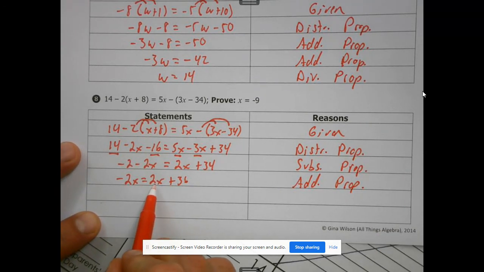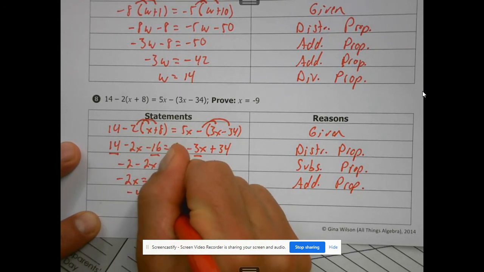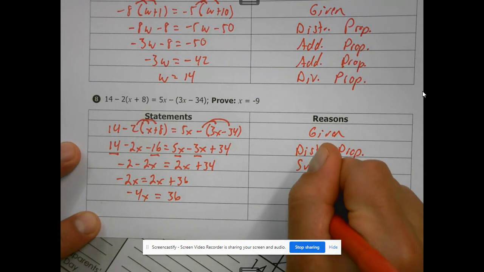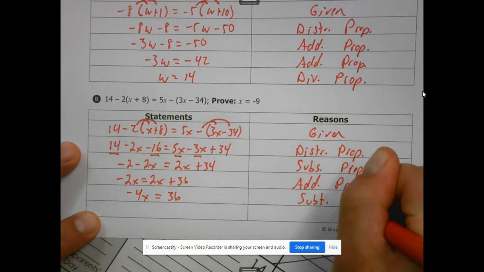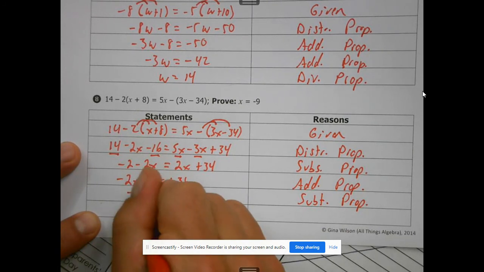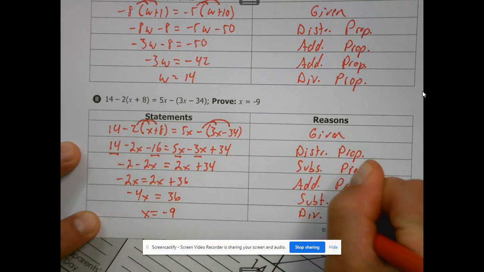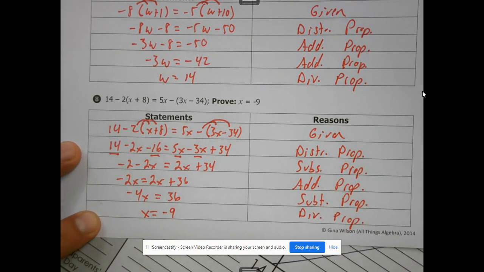I'm going to subtract 2x to the left. That gives me negative 4x equals 36. So I subtracted the 2x over. Last step, divide both sides by negative 4. X is negative 9. Division property.